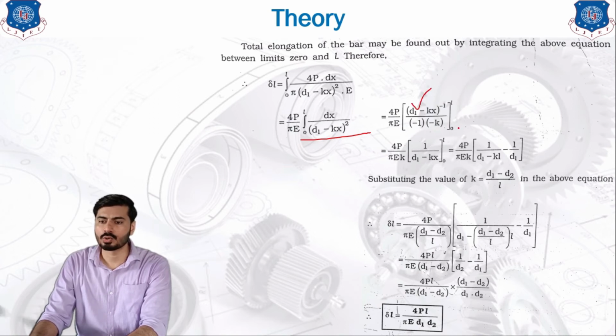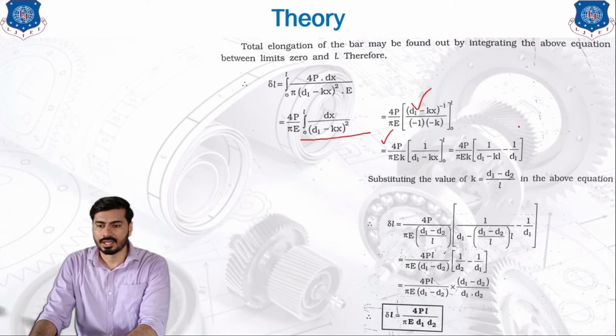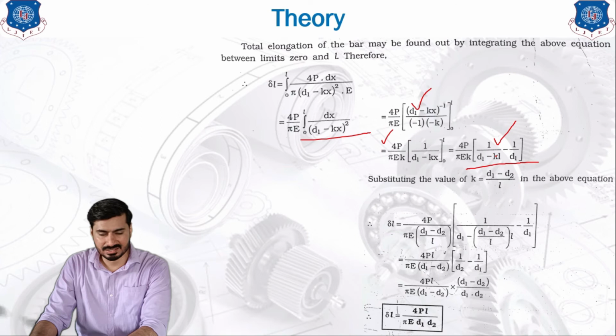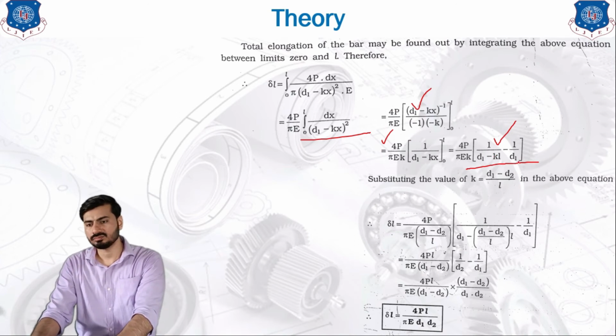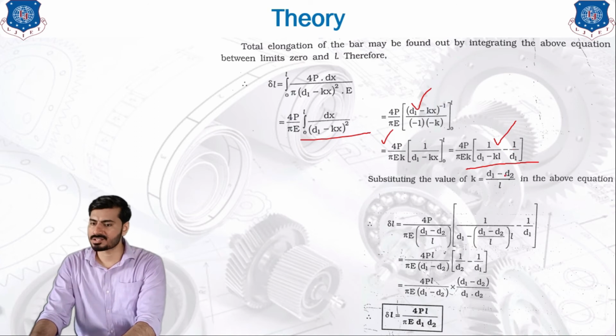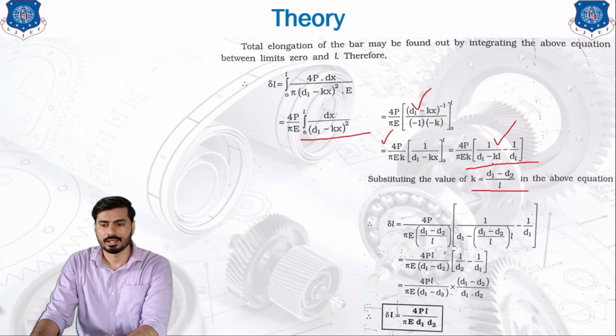In this equation, we need to apply the limits from 0 to L. If you apply the limit instead of x, you will get the final answer like this. In this particular answer, we have inserted instead of x, one time L and another time 0. After simplification, you will see that the k value is nothing but (d1 minus d2) upon L. So we need to put this k value into this equation.